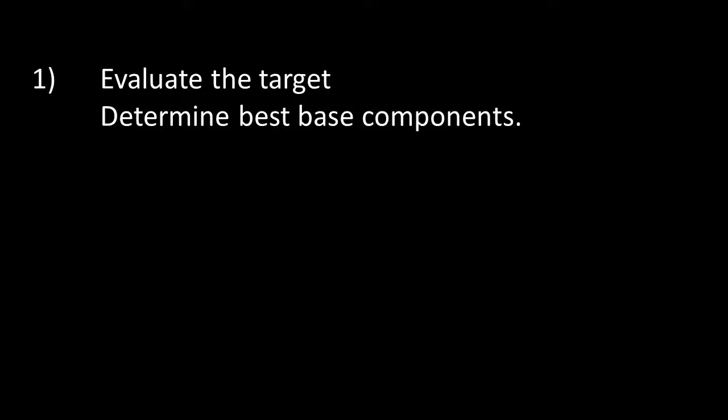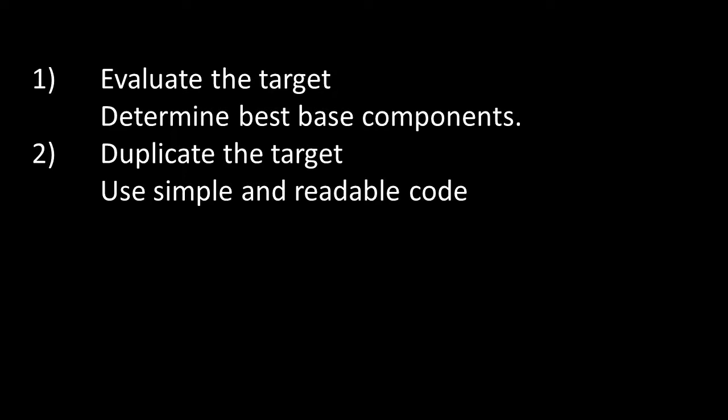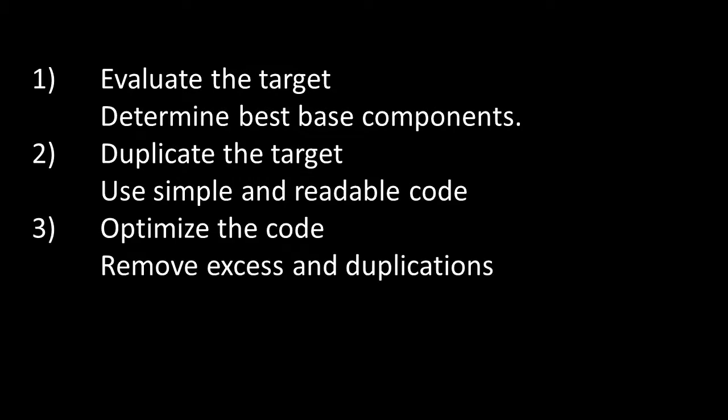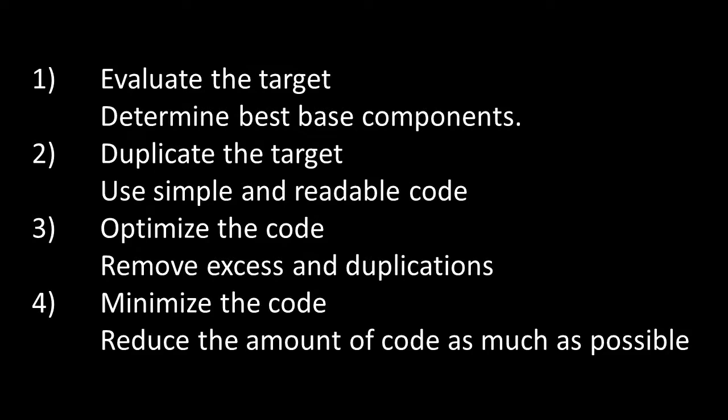There are 4 steps in my solving process. The first step is evaluating the target: considering what elements you could use to make up the target and determining which solving method to pursue. The second step is target duplication. This step is about getting it working. That means simple and straightforward code without any tricks or shortcuts to ensure that the method chosen in step 1 works. The third phase is code optimization. This means that I will remove any duplicate attributes and try to make the code as efficient as possible. Finally, I will minimize the code to achieve the best possible score.